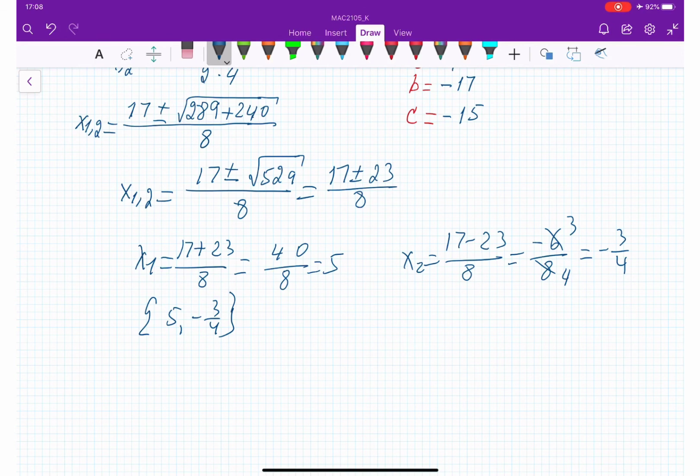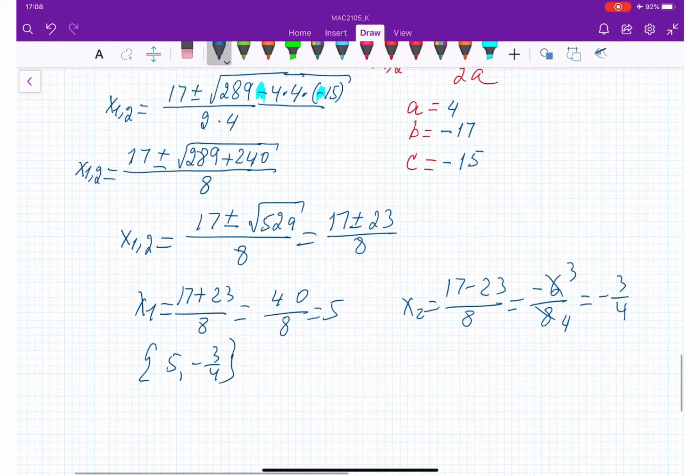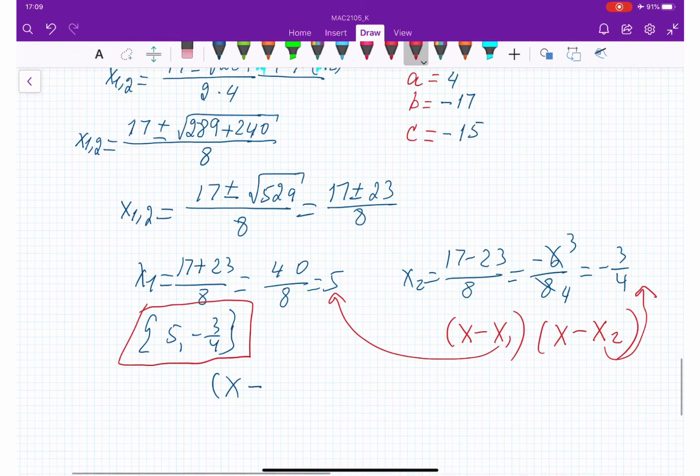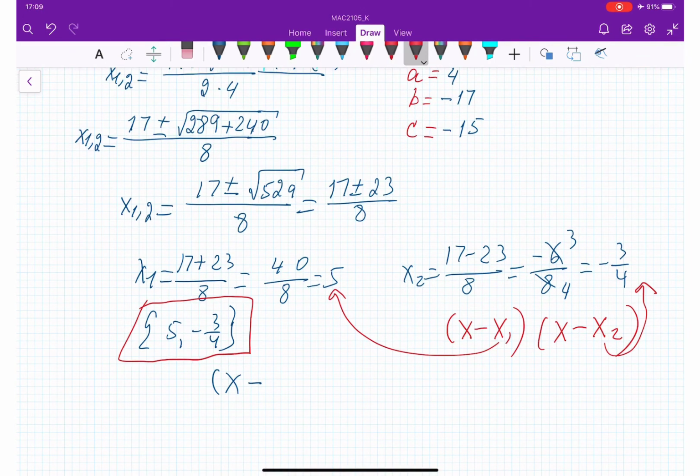But for the factoring, we are going to use x minus x1 times x minus x2. Our x1 is 5, and x2 is negative 3/4. So we are going to get, let me take this solution in a frame, and we are getting another one, not a solution but the factors, in case they wanted us to break it down: x minus 5, and here we get x minus negative 3/4.